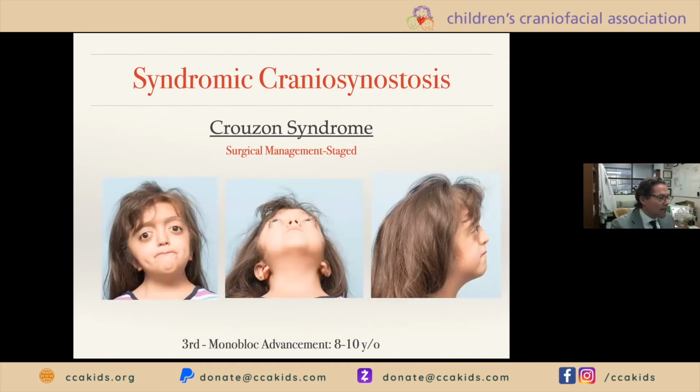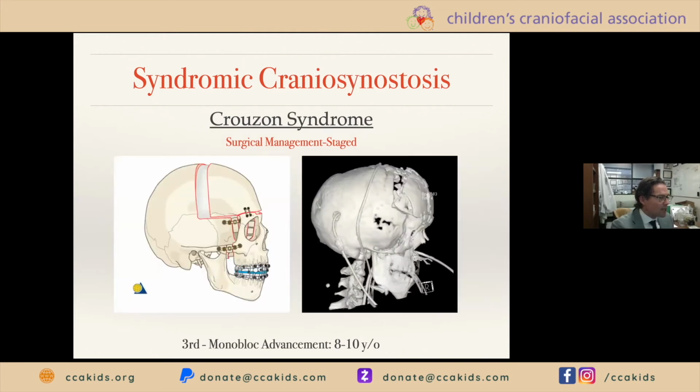Now, if a child also needs to have the forehead done at that age, 8 to 10 years of age, because they need more intracranial volume, or their forehead is not as forward as it could be, and they need better ocular protection, then we'll do something called a monoblock. And so what is a monoblock? So this young lady is going to get a monoblock at, I think she's 8 years of age in this picture. So a monoblock is essentially like a Lefort 3 where you're moving the midface forward, but you're also moving the forehead forward at the same time.